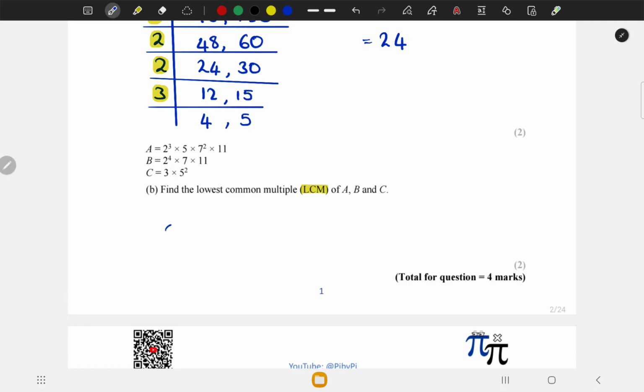So currently I can see there's a base of 2, there's a base of 3, there's a base of 5, 7, and 11. Remember, this is because we are looking for the LCM. I know I'm going to be multiplying them.